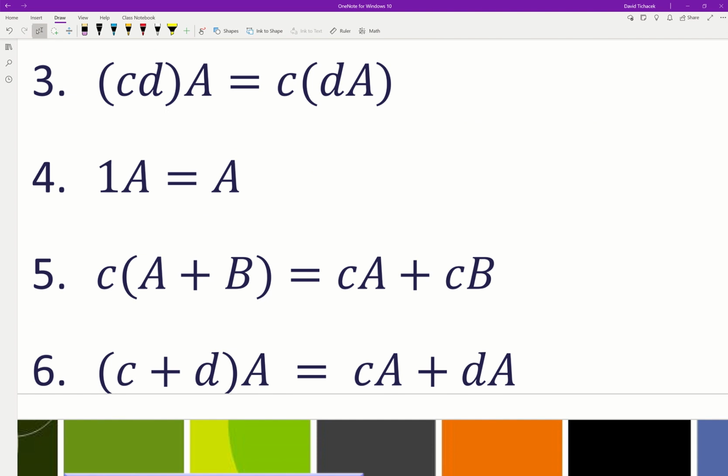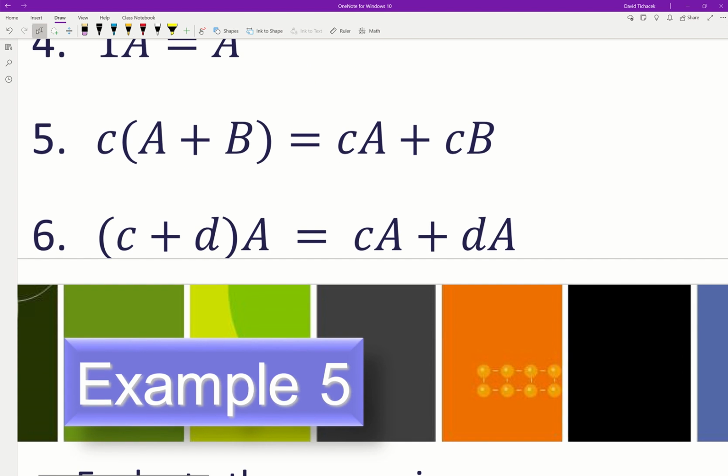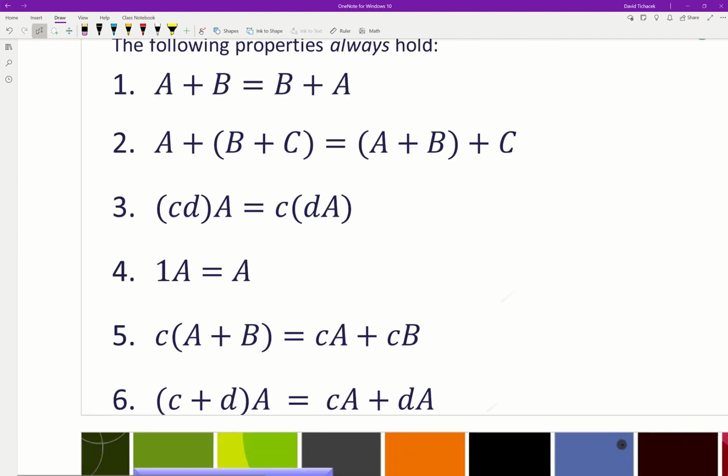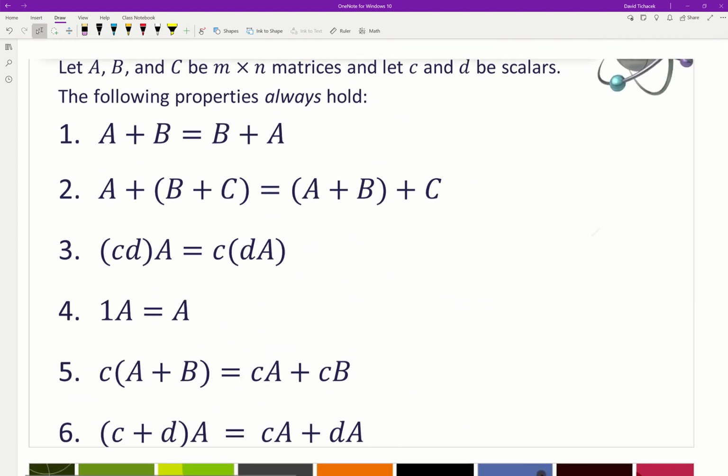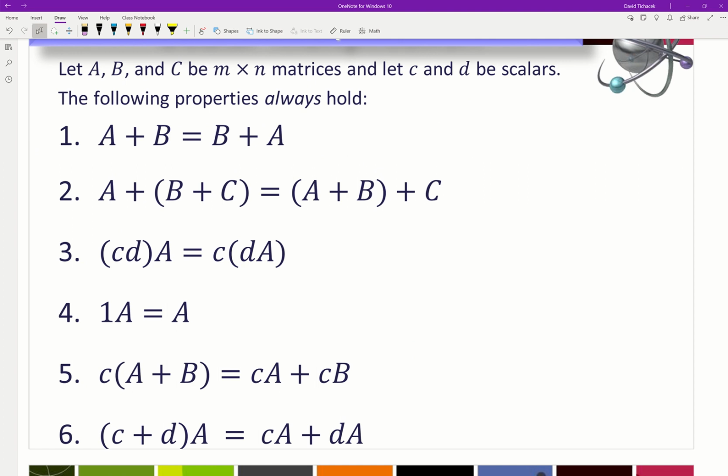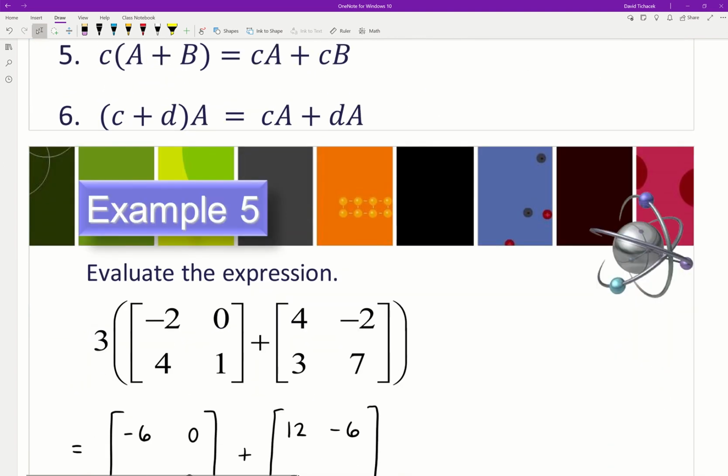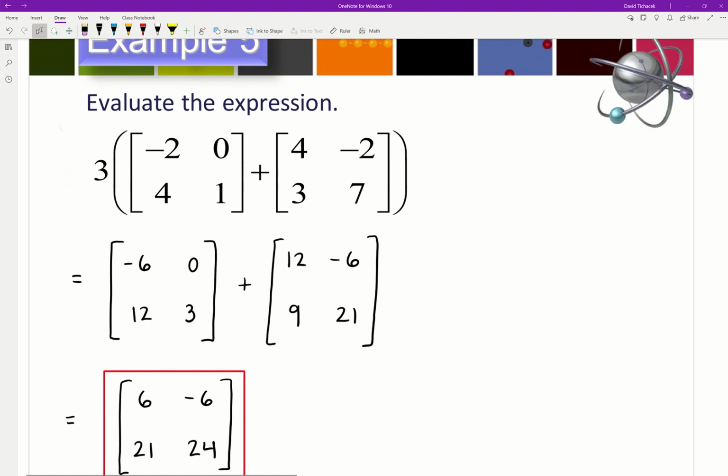The fourth one down is your identity property. That just says that if you take a matrix times the number 1, you get the same matrix back. That's why we call it the identity. The fifth one down is your distributive property for a scalar across the sum of 2 matrices. And the sixth one down is distributing a matrix into the sum of 2 scalars. Again, these are all things that we would expect to be true, and these are all things that you can go through and prove if you really want to. But I'm just pointing these out as standard operations that we can do with matrices.